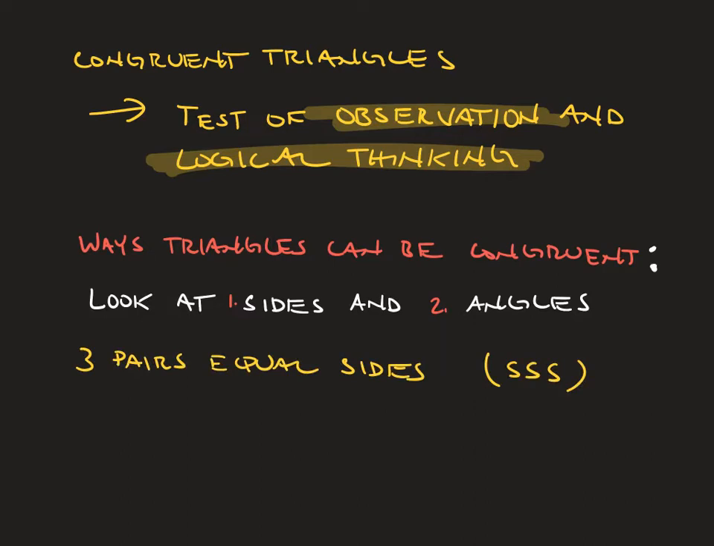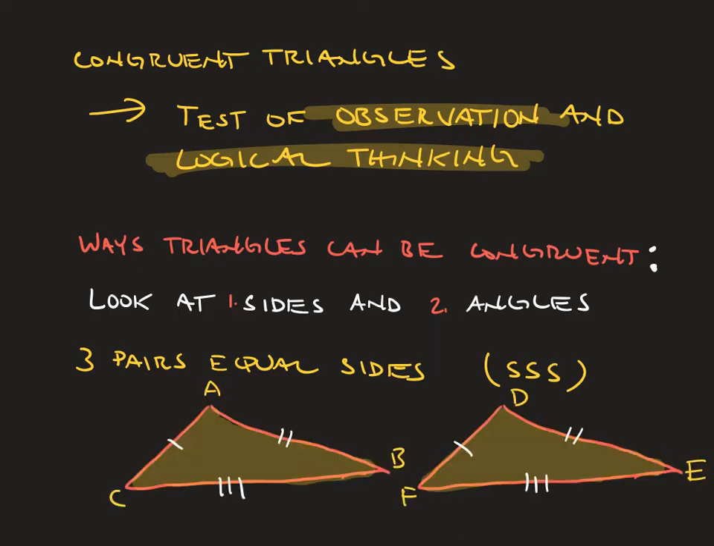The first case is the easiest for us to prove, and it's when we have 3 pairs of sides that are exactly the same. When we use the reason in a proof, we call it SSS for side, side, side. For example, in these 2 triangles, triangle ABC and triangle DEF, we have 1 pair of congruent sides, 2 pairs of congruent sides, and 3 pairs of congruent sides. So we can say that these 2 triangles are exactly the same because of the side, side, side rule of congruency.